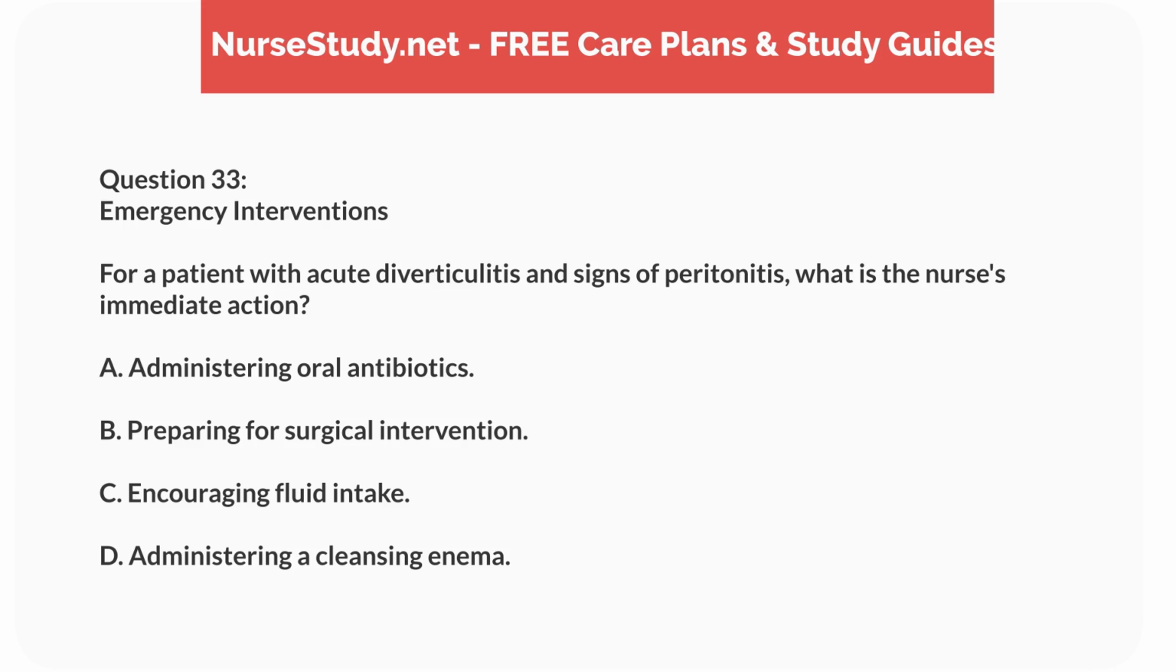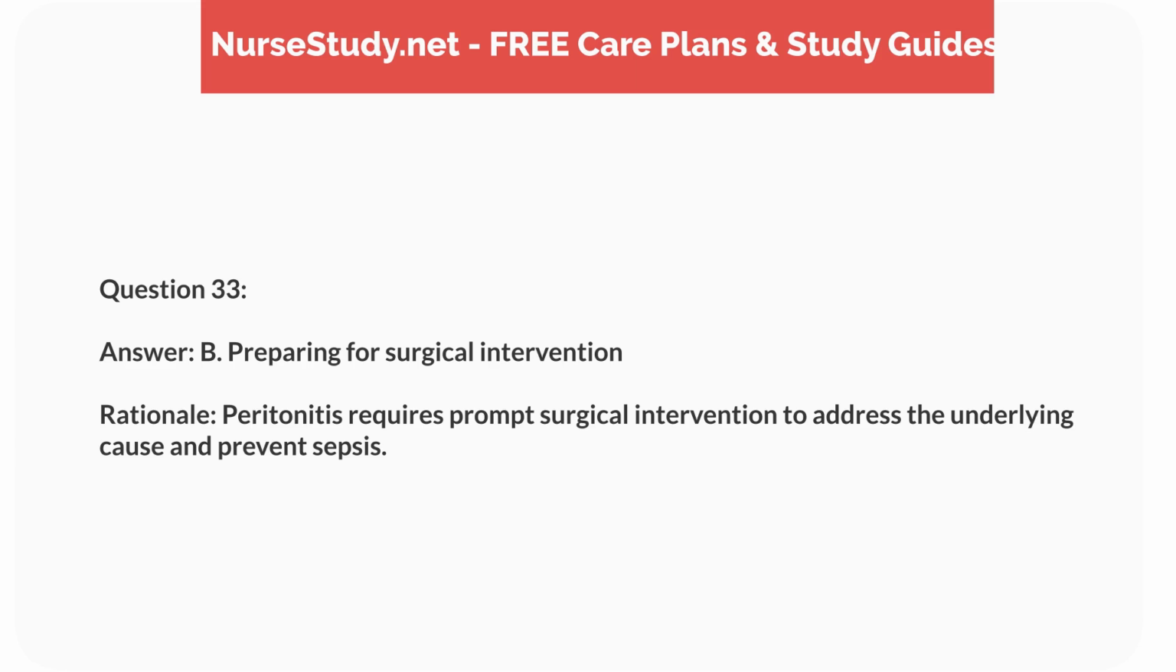Question 33. Emergency interventions. For a patient with acute diverticulitis and signs of peritonitis, what is the nurse's immediate action? A. Administering oral antibiotics. B. Preparing for surgical intervention. C. Encouraging fluid intake. D. Administering a cleansing enema. Answer: B. Preparing for surgical intervention. Rationale: peritonitis requires prompt surgical intervention to address the underlying cause and prevent sepsis.